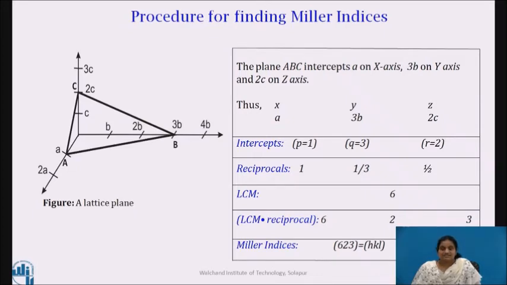I have given the stepwise procedure in the table. Then multiply each reciprocal by the LCM. So here the LCM will be 6 and now write the result in brackets without commas. So for example (6 2 3) are the Miller indices of a plane having intercepts a, 3b and 2c. Yes students, is it clear?